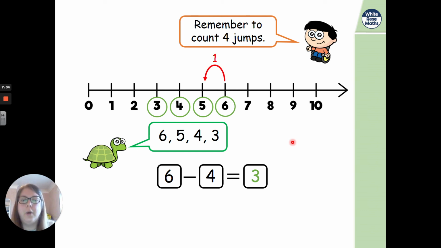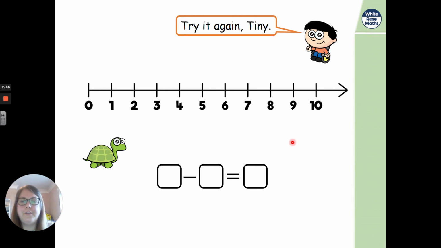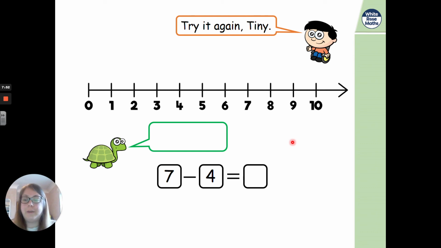So let's try. 1, 2, 3, 4. So the answer is 2. Well done if you managed to get that. See, we can show Tiny how to do it. Right, let's have a go at this one. Try it again, Tiny. Okay, I will. 7 take away 4. So you have a quick go before Tiny does. Let's see if Tiny gets it right as well. But pause the video and you have a go first.